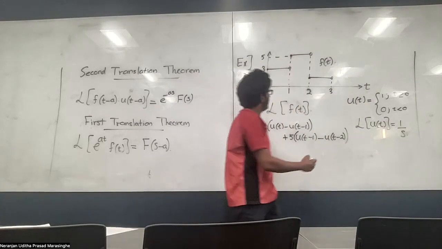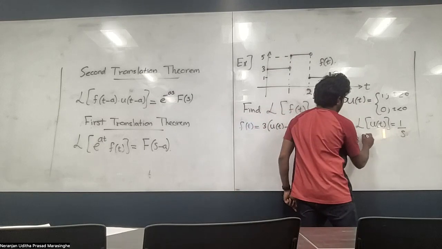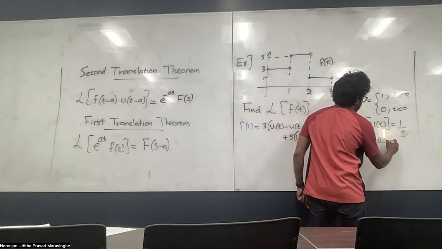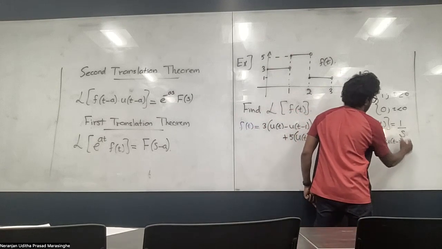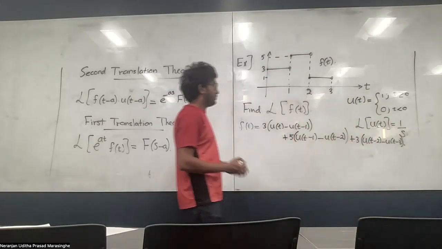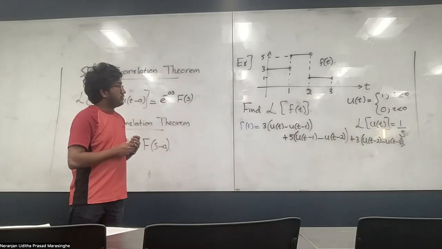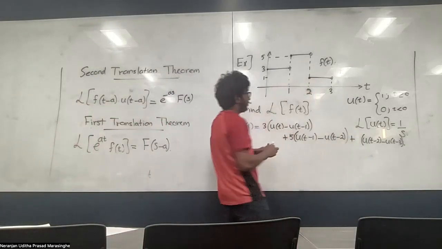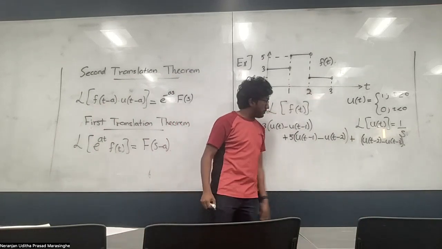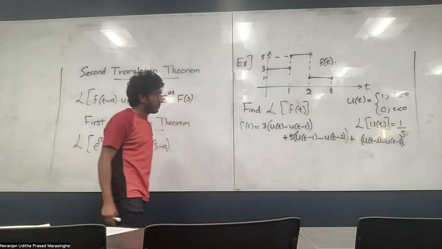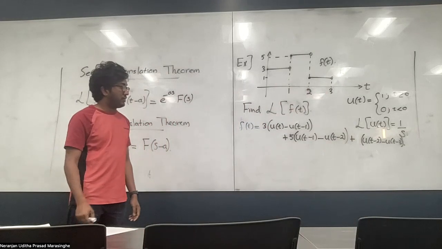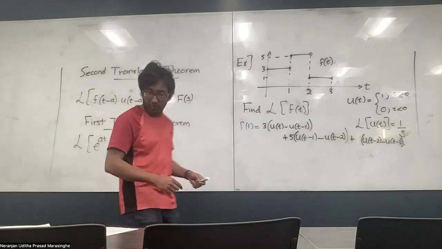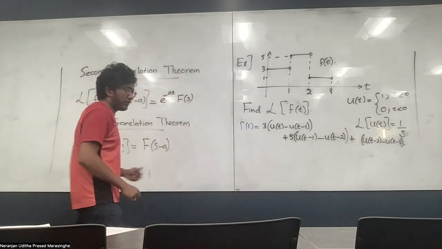Then plus 1 times u(t minus 2) minus u(t minus 3), because the function value is 1 on this line segment. Right. Any questions about that idea? Remember this, that's very important.